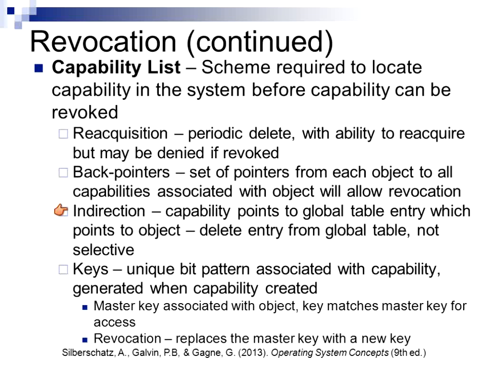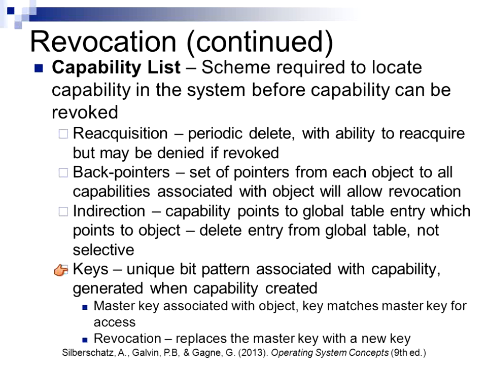Another way is through indirection. Here we can use a global entry table, which we talked about before, where the capability will point to the global table and the entry points to the object. And when we want to delete access to an object, we simply delete the entry in the global table. But that means every domain that had access rights to that particular object can no longer access it.